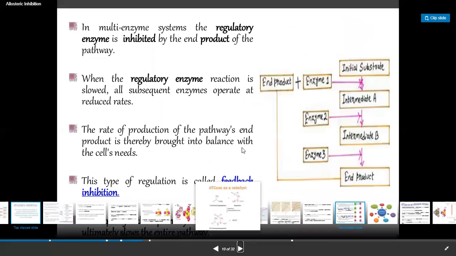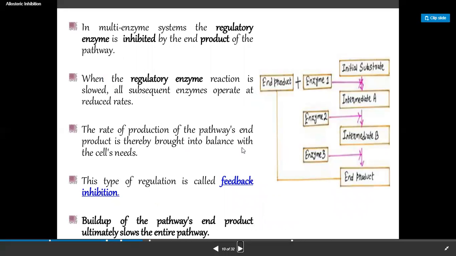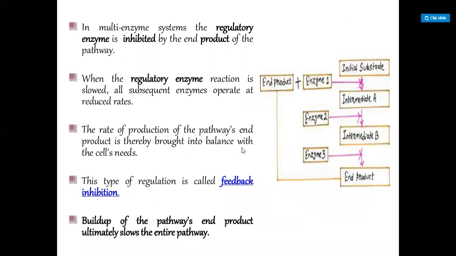In a multi-enzyme system, the regulatory enzyme is inhibited by the product of the pathway, and when the regulatory enzyme reaction is slowed, all the subsequent enzymes operate at a reduced rate. The rate of production of the pathway end product is thereby brought into balance with the cell's need. This type of regulation is called feedback inhibition.